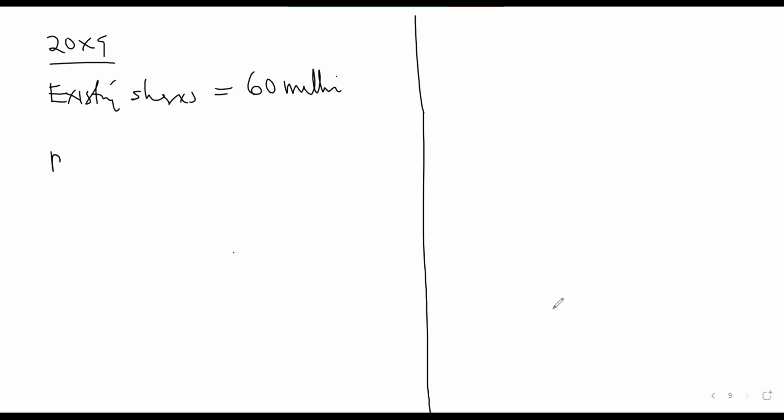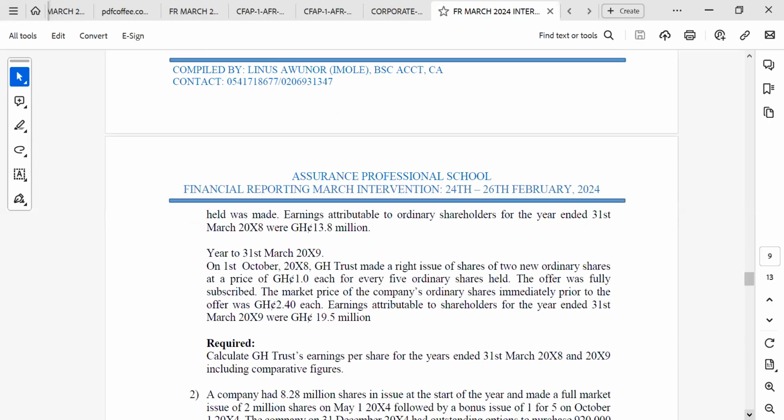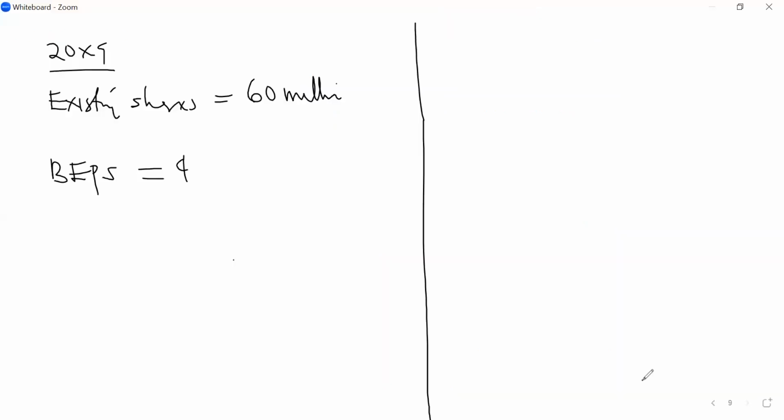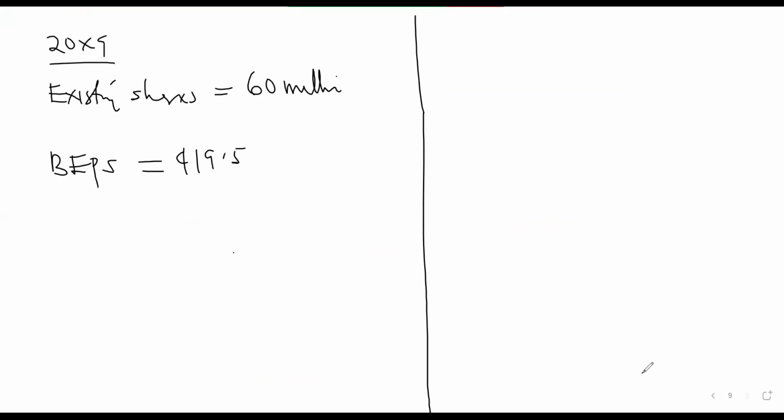Let's come to the basic earnings per share for this year. Okay. What is the earnings for 20x9? 19.5. Okay. 19.59. Okay. Let's come to what will happen.